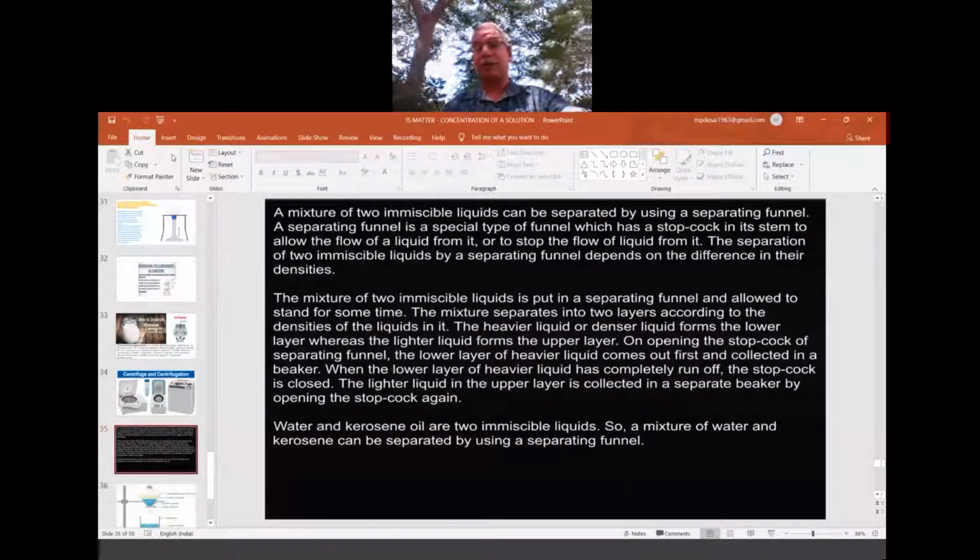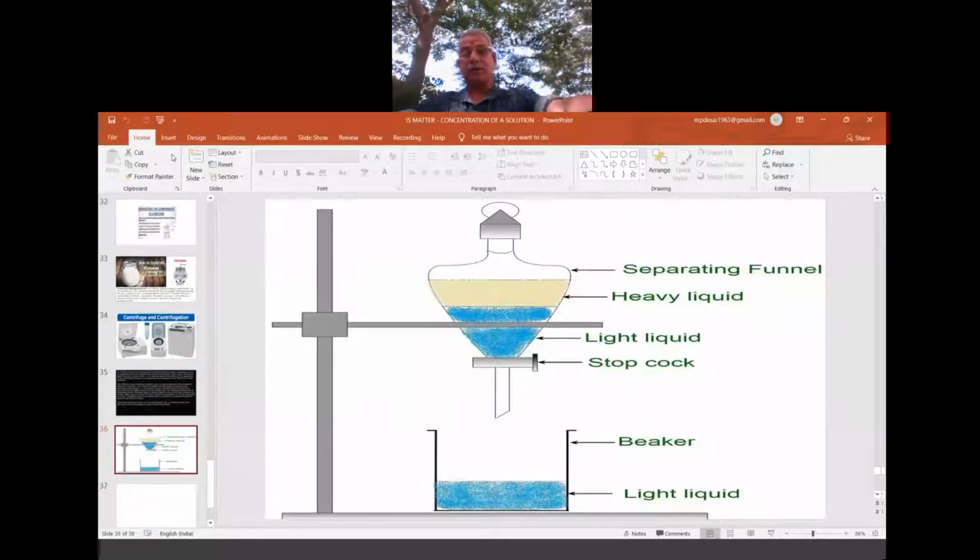Now you see this one. This is a special kind of apparatus. This is called a separating funnel. A normal funnel we have seen in our life to measure oil, to measure liquids. Even in the laboratory we have seen normal glass funnels, plastic funnels or glass funnels. But this is something different.